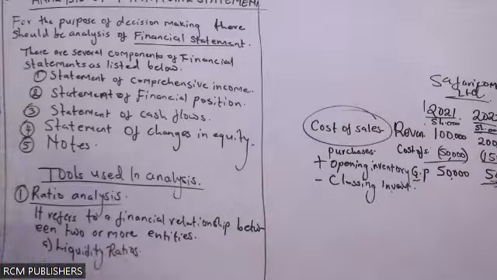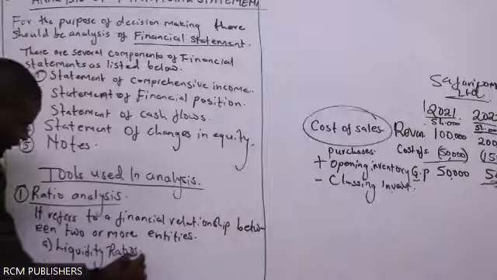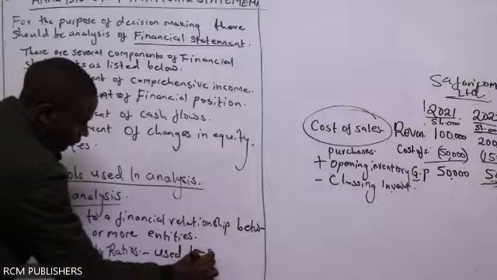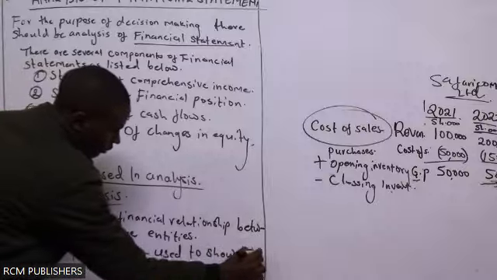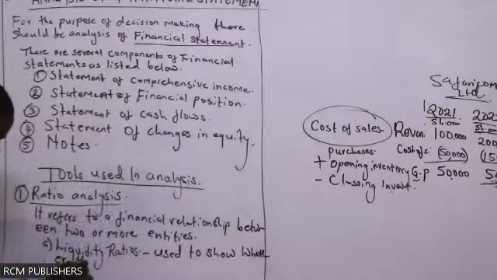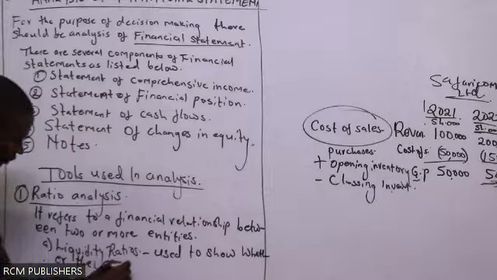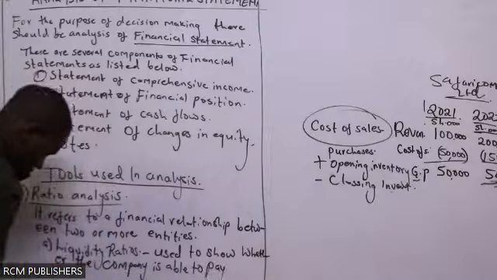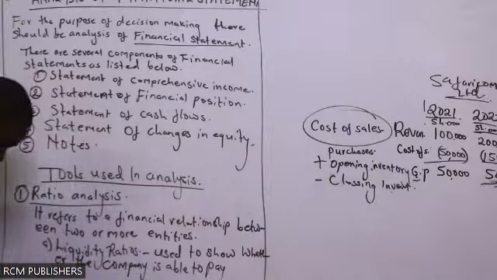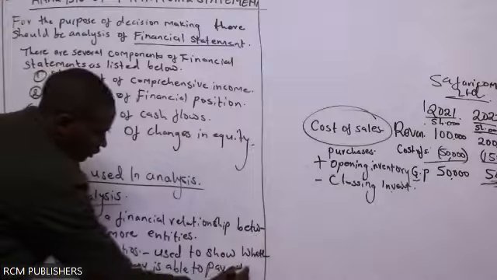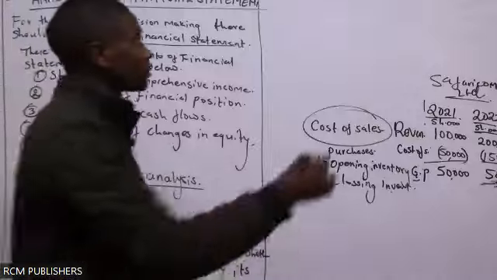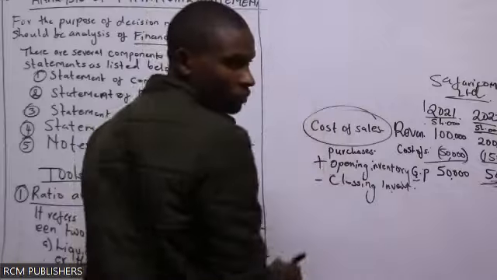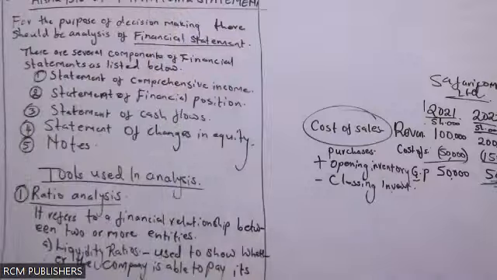Liquidity ratios are used to show whether the company is able to pay its short-term debts. I hope it's visible. Short-term. Able to pay. Hope you have written down there.